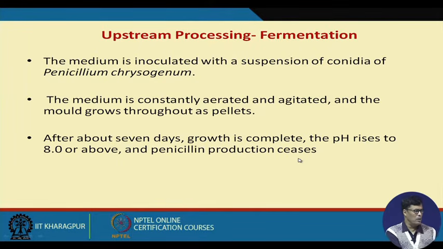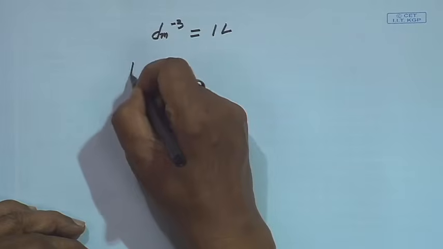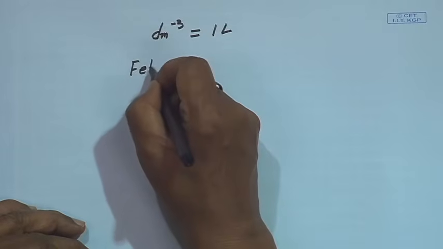After about 7 days, the growth is complete, the pH rises to 8 and above, and penicillin production ceases. Now the question comes, how does the pH increase? pH increases mostly due to deamination reactions, where ammonia formation takes place from the protein. When proteins undergo the deamination reaction, they produce ammonia, and ammonia formation increases the pH of the media. Now, another thing I forgot to mention is that the fed batch reactor appears to be the best for penicillin.